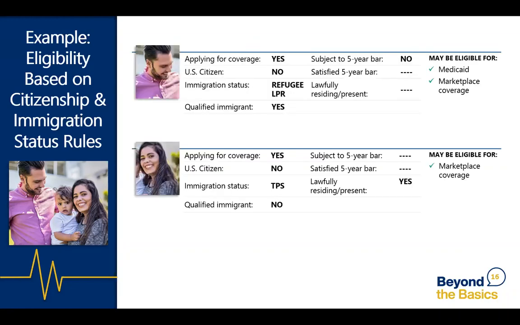Next slide, please. So what will happen when we're just looking at eligibility based off of immigration and citizenship status? First we'll look at Adnan, and he is applying for coverage. He's not a citizen. He has both refugee status and he is a lawful permanent resident. He meets the definition of qualified immigrant. Is he subject to the 5-year bar? No, because he has refugee status. Even when an individual changes their status to become a lawful permanent resident, if they had refugee status, they're not subject to the 5-year bar. So that protection carries over. That's important to note.